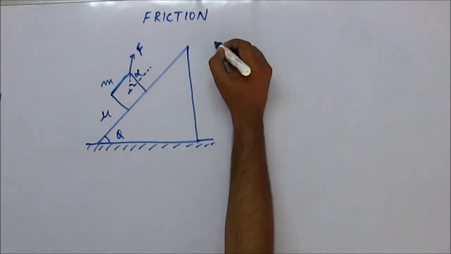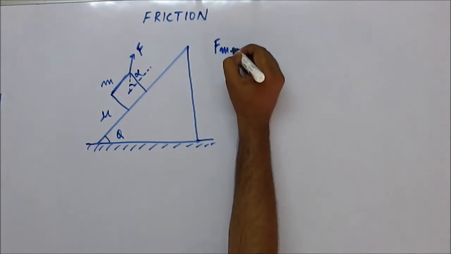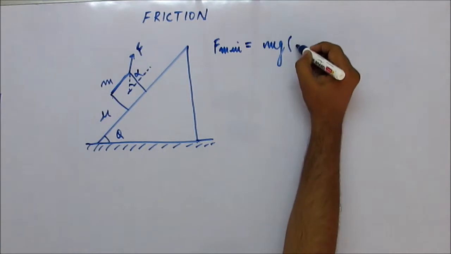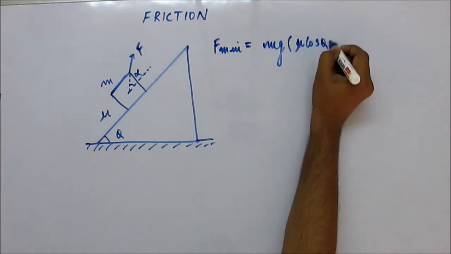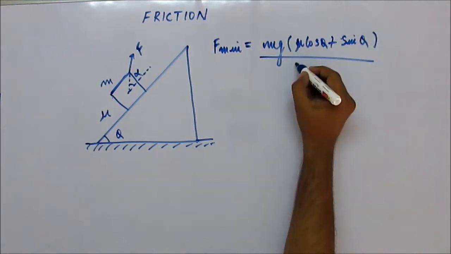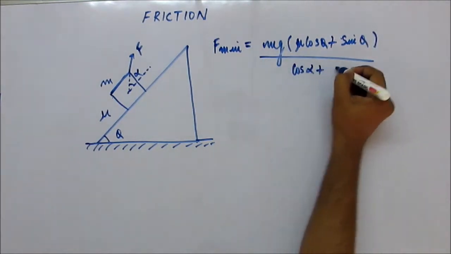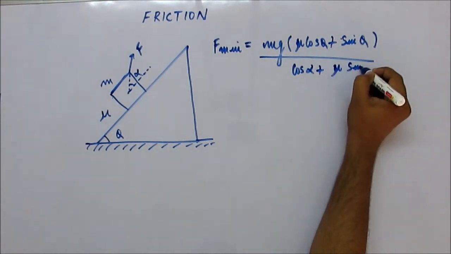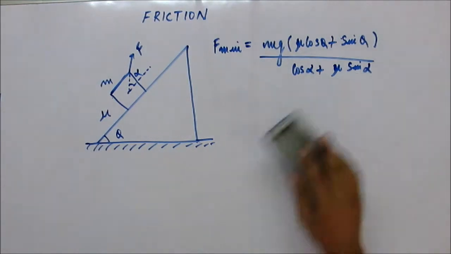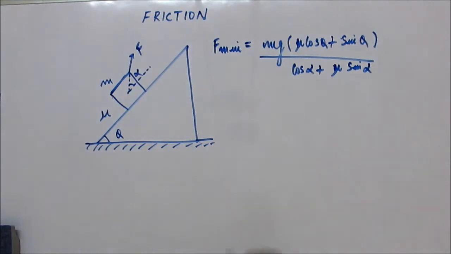The expression of minimum force would be mg into (mu cos theta plus sin theta) upon (cos alpha plus mu sin alpha). This is what you should get, and hopefully you must have got. Okay, so let's discuss how you will reach this expression.